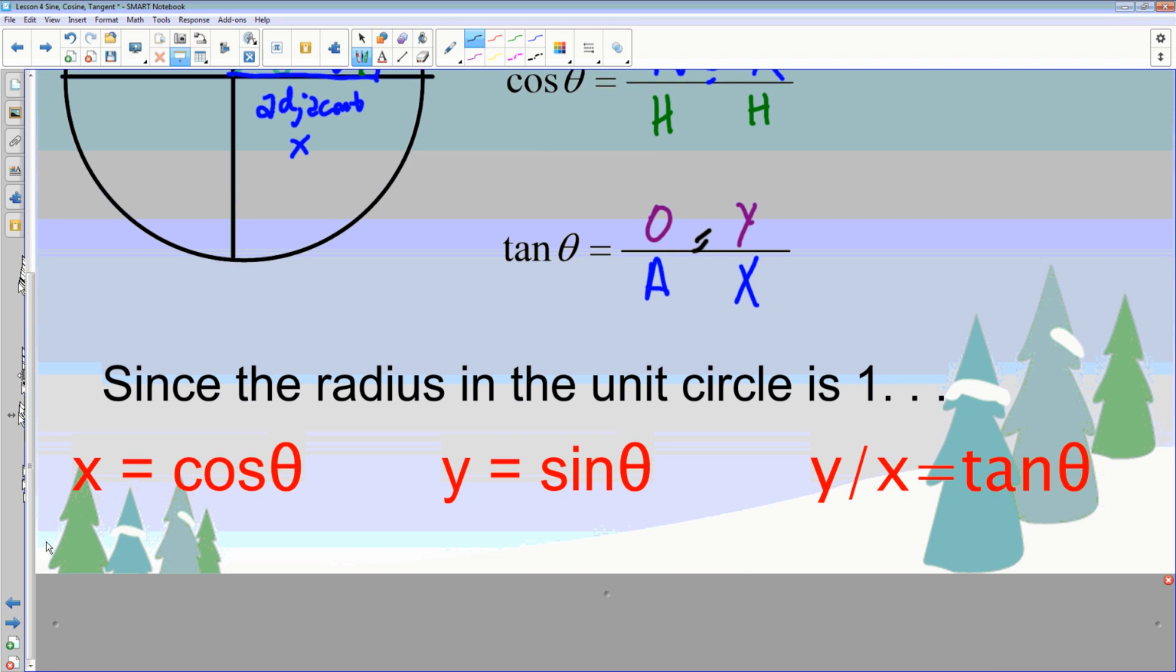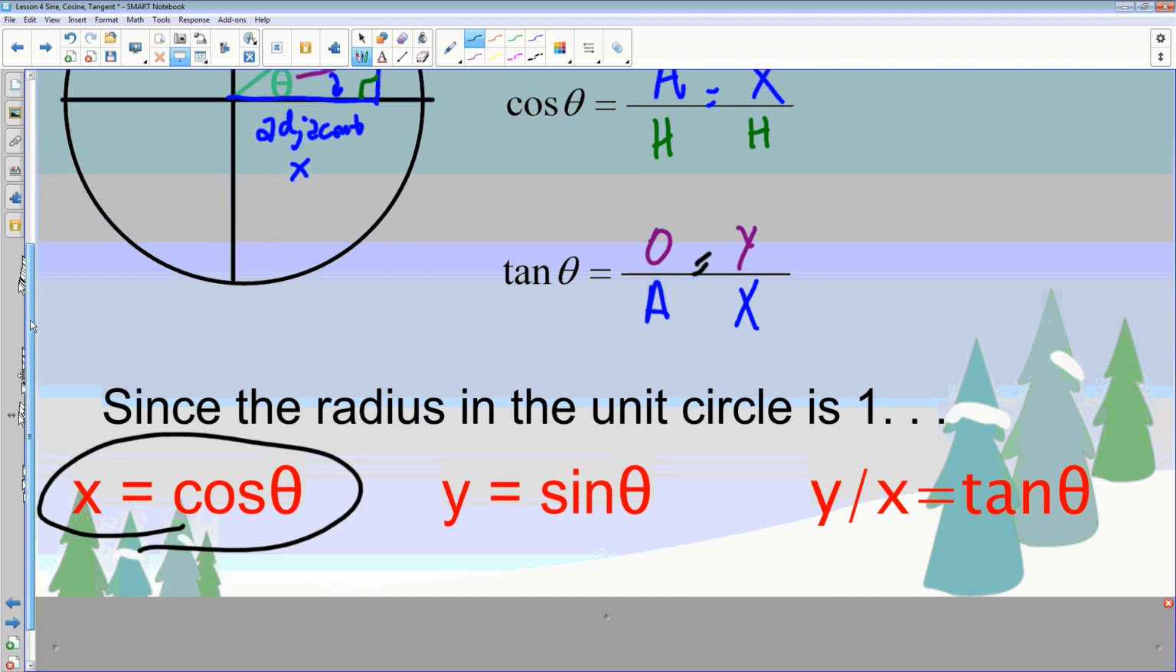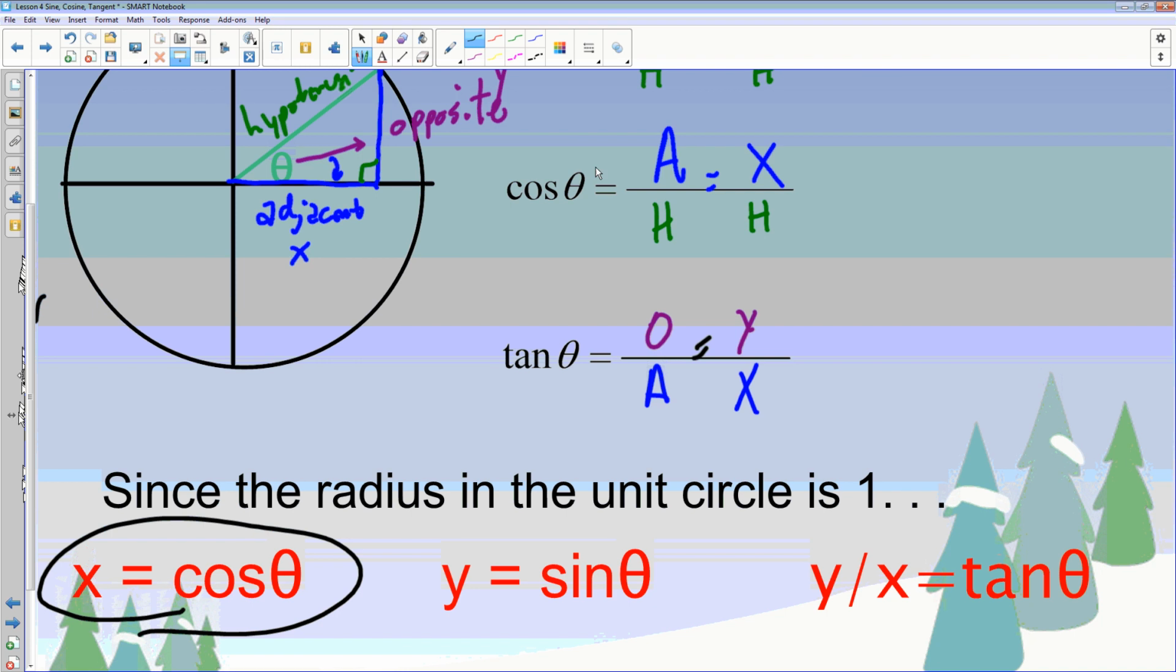So since the radius of your circle is 1, x is equal to the cosine of theta. So cosine of theta, x over 1, it's just x. So your x value represents the cosine of your angle. For sine of your angle, that's your y. And tangent is still the same thing, y over x.